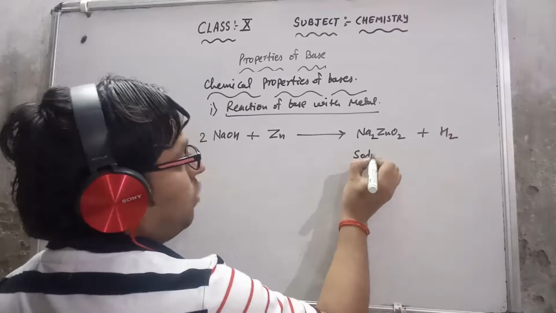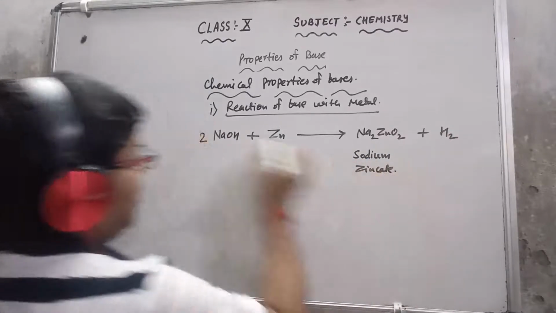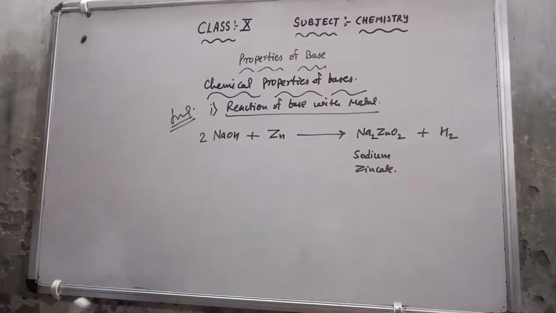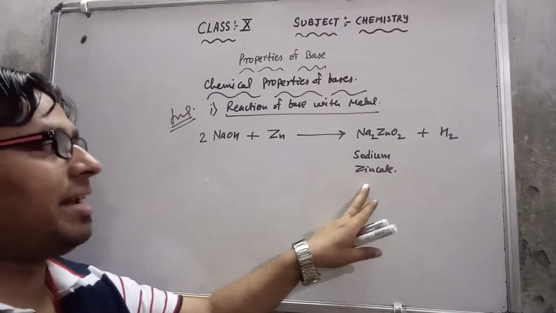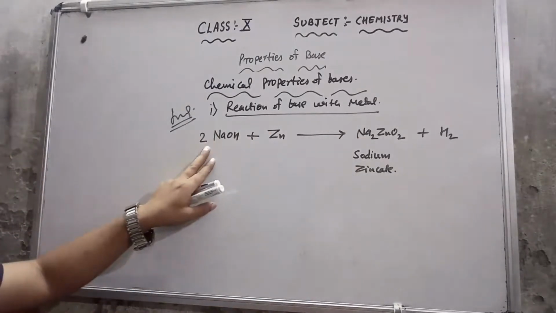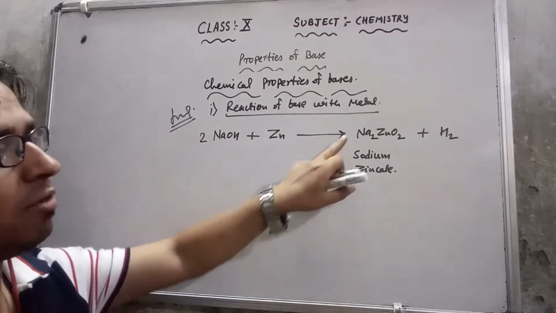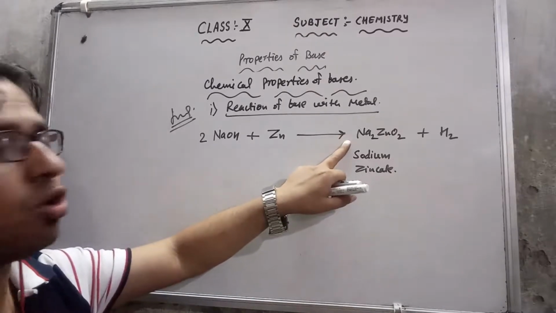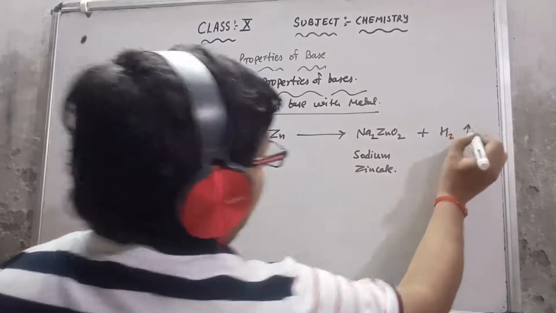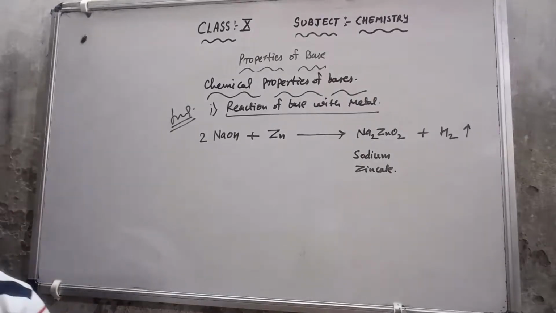This is sodium zincate, and the reaction is very important. When sodium hydroxide reacts with zinc metal, it will form a salt, sodium zincate. The formula is Na2ZnO2, with the evolution of hydrogen gas. So we can represent it with an arrow also. So this is the first chemical property of base.